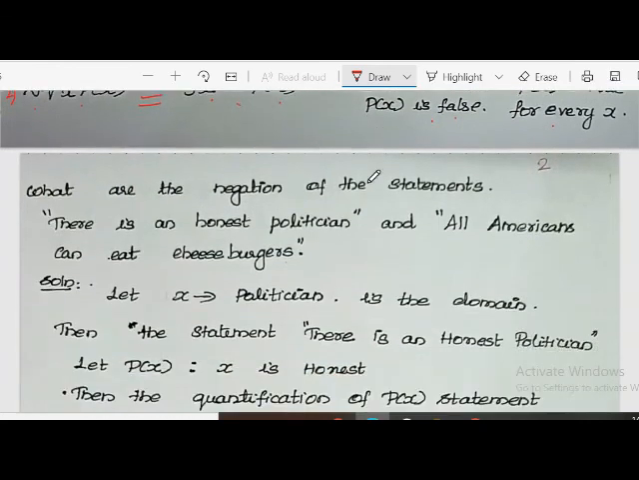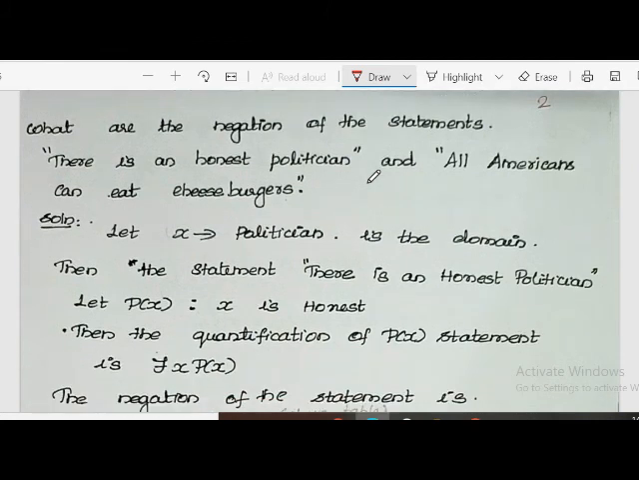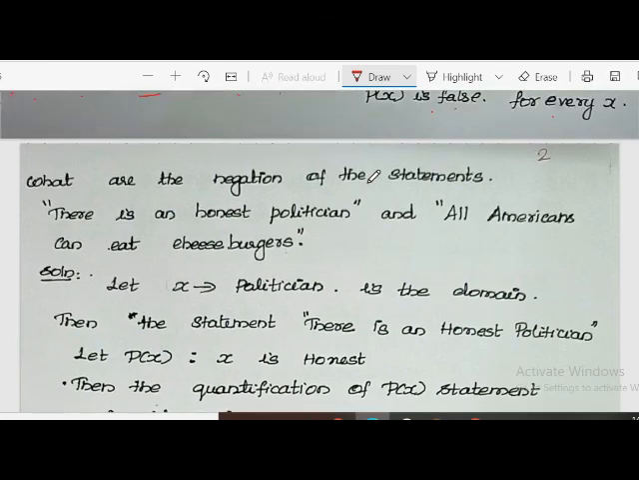Now let us move on to another example. What are the negations of the statements? So first of all, let me take here two statements. One is, there is an honest politician, and another one is, all Americans can eat cheeseburgers. So these are the two statements. These two statements, how can I express this?